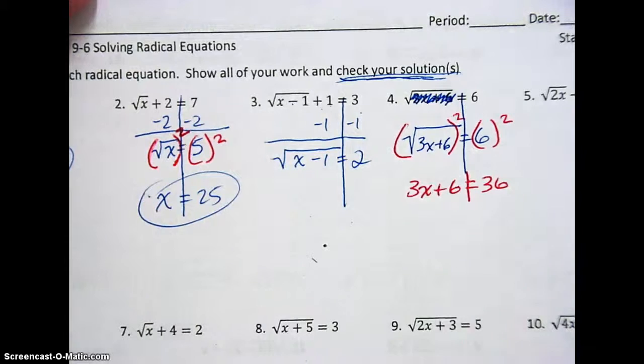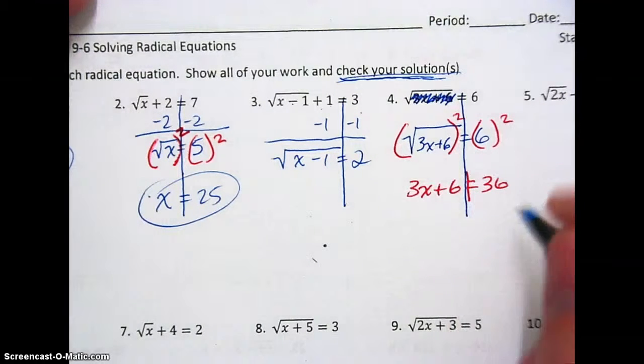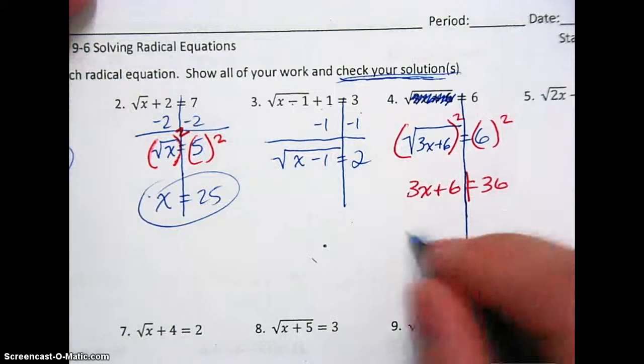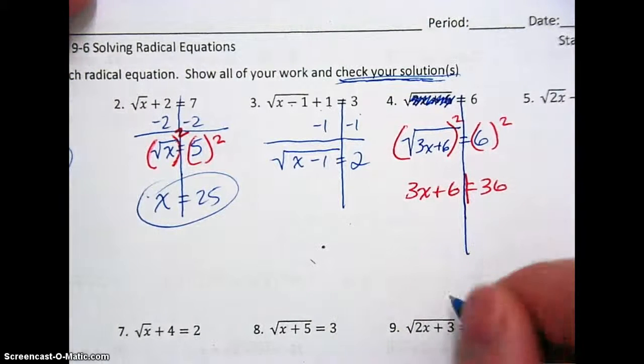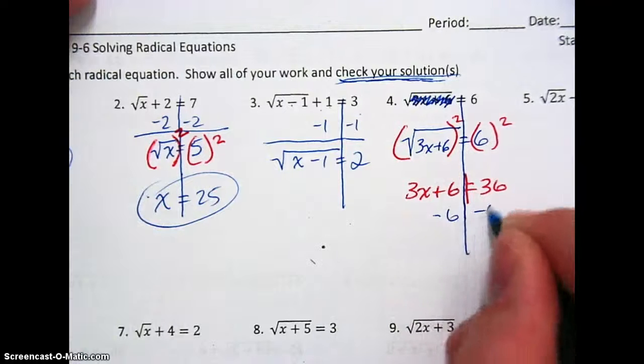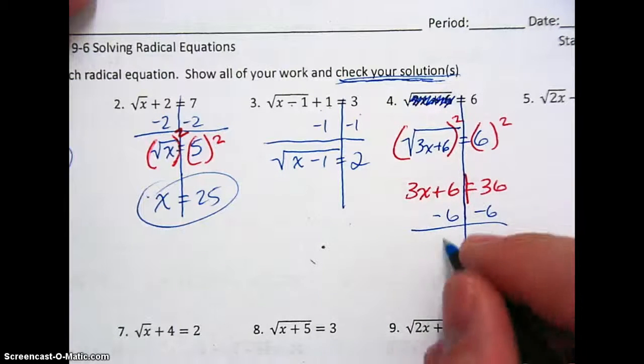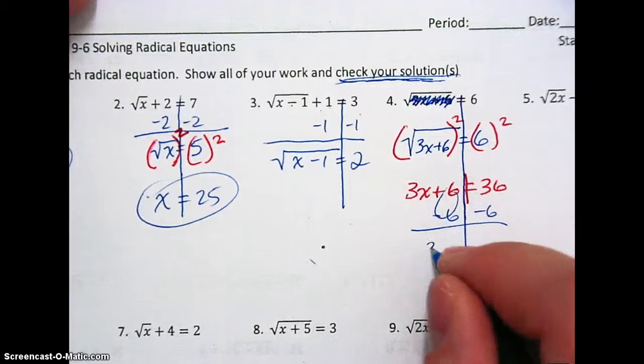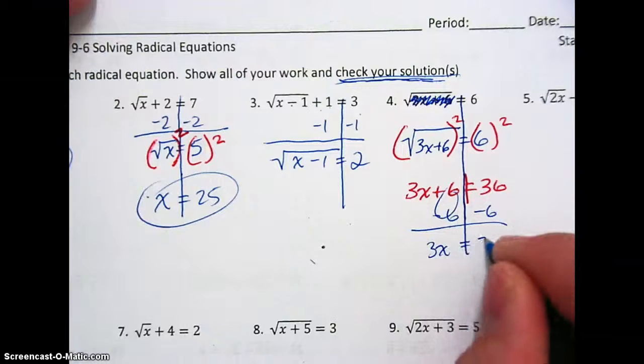Okay, is that the answer? No, Peter. Is that the answer? So did we solve for x? No. We've got to solve for x now, right? Finish up the problem. Subtract our 6's, divide by 3, and we get there.